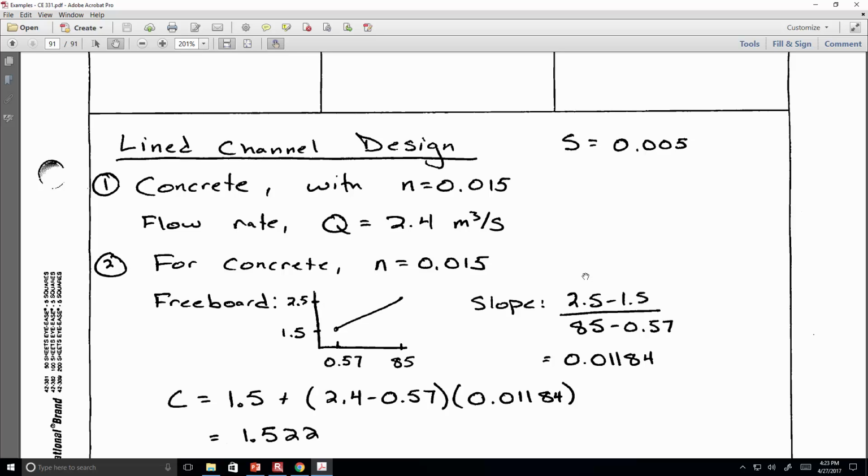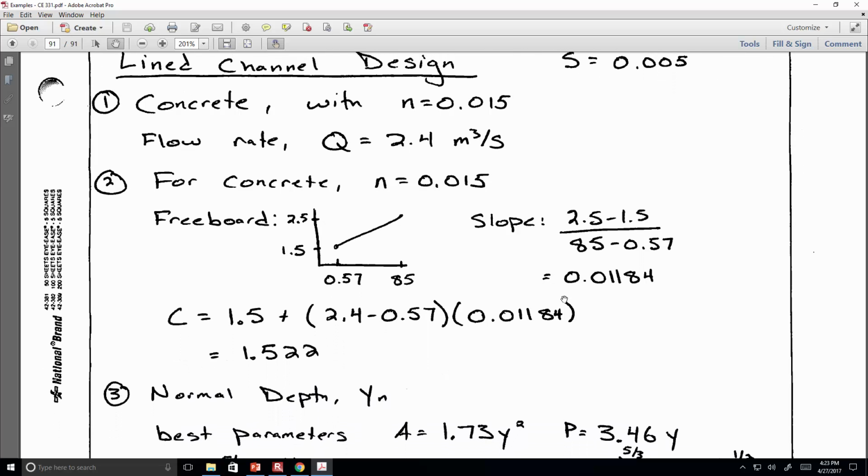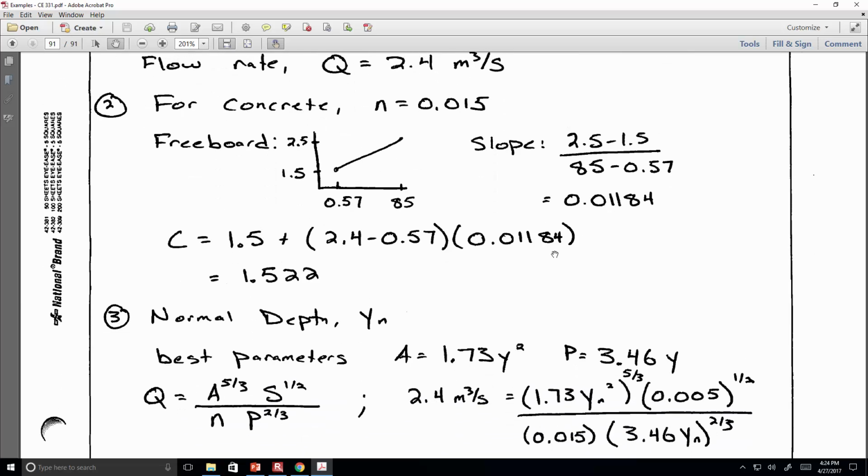But when it comes to finding the normal depth, you have to say, all right, well, we're going for the best trapezoidal channel. And so the cross-sectional area is 1.73 times whatever the depth is squared, and the wetted perimeter is 3.46 times y, which is whatever the flow depth is. So you're going to substitute that into Manning's equation for A and for P, and everything will be known: the Q, N, and slope. The only unknown at that point will be the depth, y, and you need to solve for the depth once you substitute those things into Manning's equation.